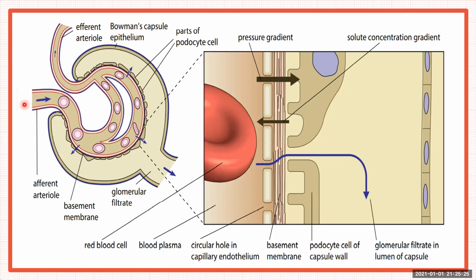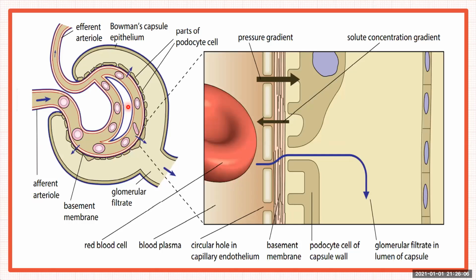Inside the capillaries in the glomerulus, the blood pressure is relatively high. This is because the diameter of the afferent arteriole is wider as compared to the efferent arteriole, which is quite visible here as well. See, look at the diameter of the afferent arteriole and look at how narrow the diameter of the efferent arteriole is. This causes a buildup of pressure here in the glomerulus.